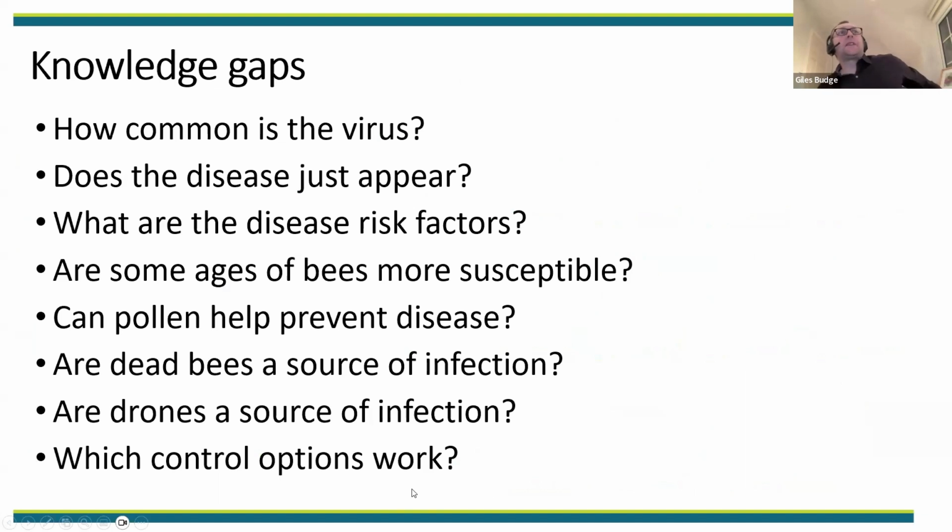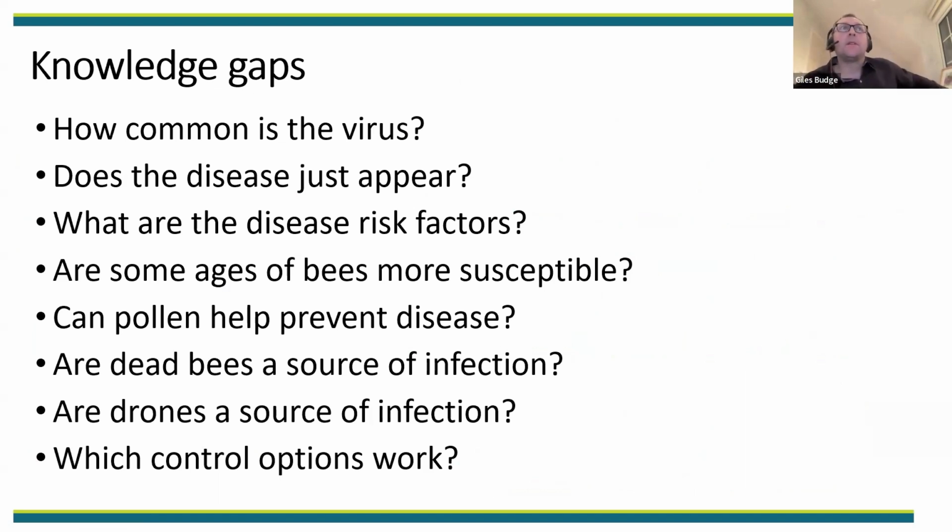So we've got some knowledge gaps, right? There's lots of things we don't know about this virus and this disease. And we don't know how common it is. We don't know whether the disease just seems to appear. I don't know if that's a lot of people's experience, those of you who've seen the disease in your bees. It wasn't there one week and the next week it was there. It's really unusual for a disease.